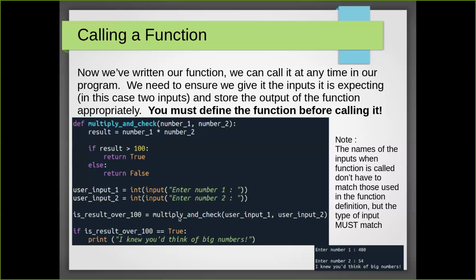So I'm just breaking that down to show you that it's stored in a variable. So you're right. You could put if multiply and check user input one, user input two equals true, and then it'll run the function here, and then that output will be that value, which will then be compared to whether it's true or not. So yes, you can do that.